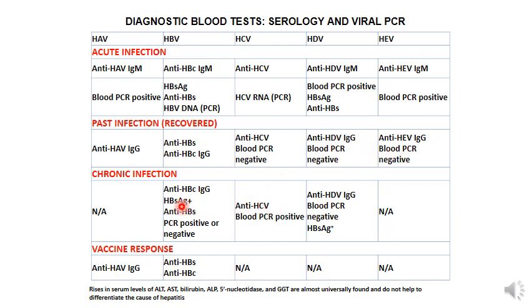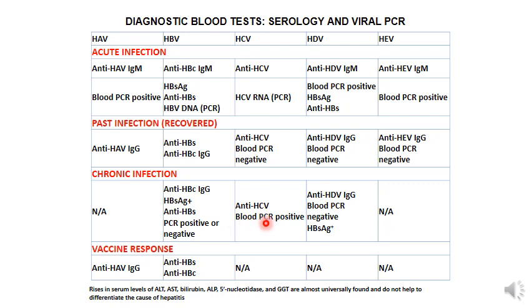Chronic infection in cases of hepatitis B, which is very essential clinically and epidemiologically, you check for special blood donors, you check for anti-hepatitis B core IgG and presence of hepatitis B surface antigen positive. So there is antibody, but there is no clearance of surface antigen. Or anti-hepatitis B surface antibody and still positive PCR for the virus.